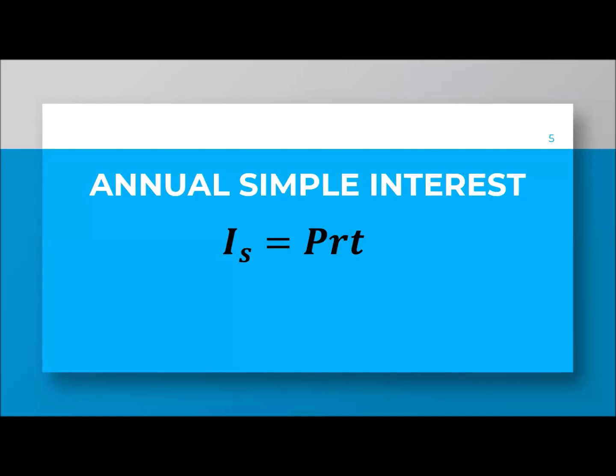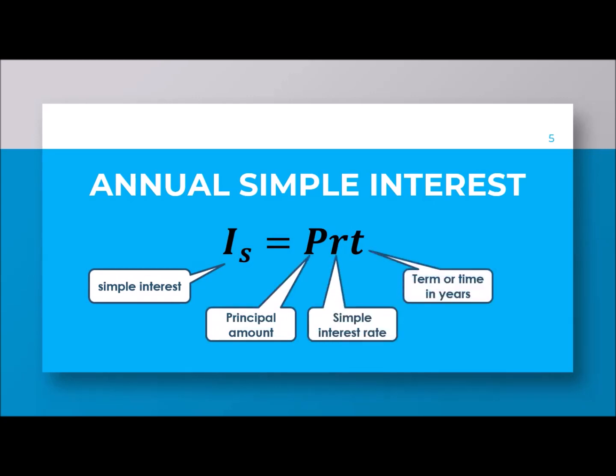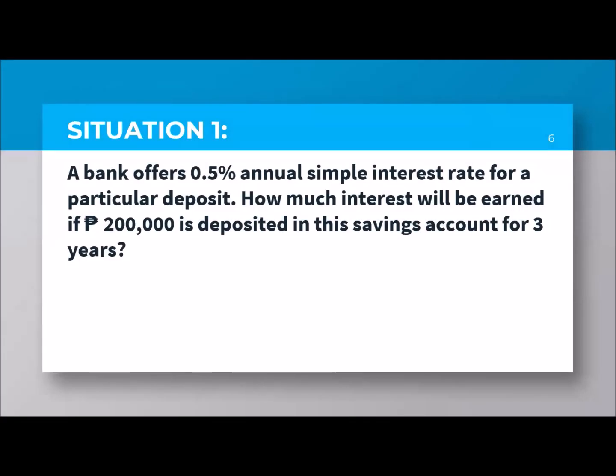First, we will deal with the annual simple interest. For us to compute for it, this is the formula. I sub S is equal to PRT, wherein I sub S, katulad na nabanggit ko, is the simple interest, and the P is the principal amount, R is the simple interest rate, and T pertains to the term or time in years. Let's have this first situation.